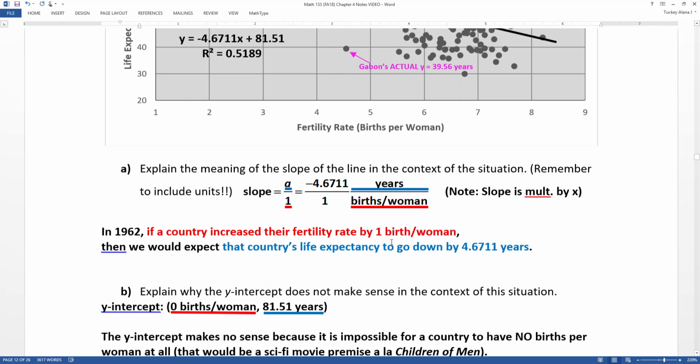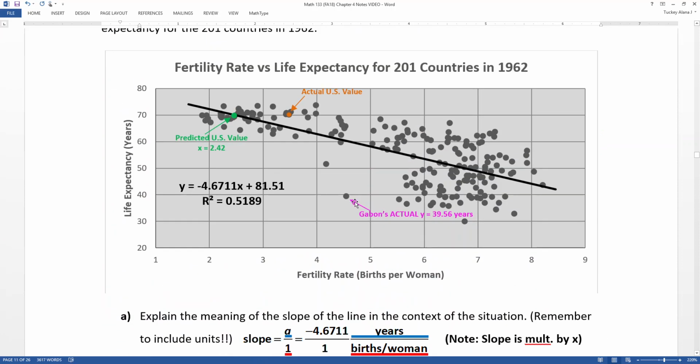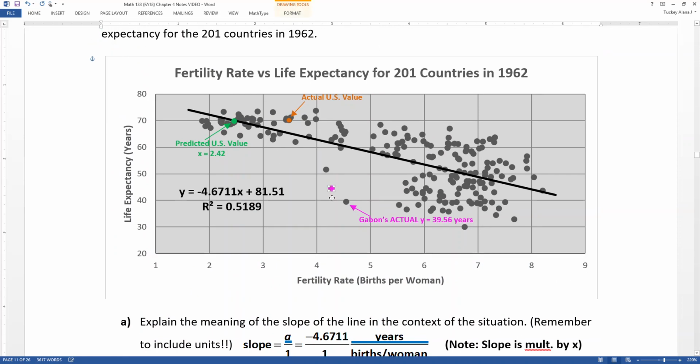So let me go back to the graph real quick. Gabon's actual value, I chose Gabon because it was out here kind of on its own. Gabon is this dot right down here. That's where it actually was. That's a y value, truly real-life observation. We observed it to be 39.56. The prediction we just made was higher than that. It was 60.31, which is straight up. So if I draw a line vertically straight from the pink dot up and intersect the line, that would be the prediction that we just made.